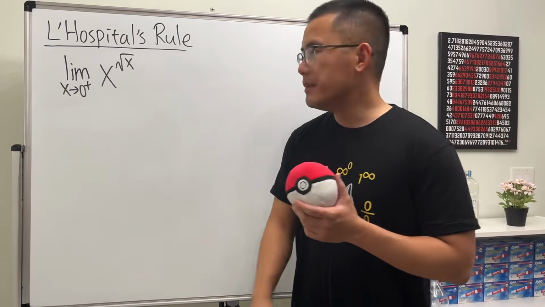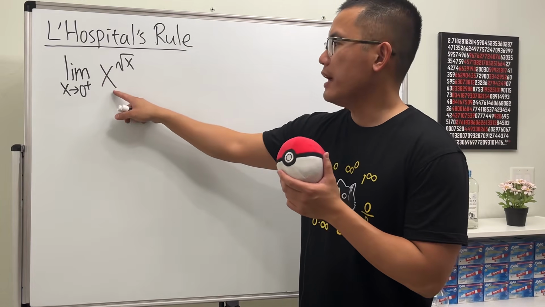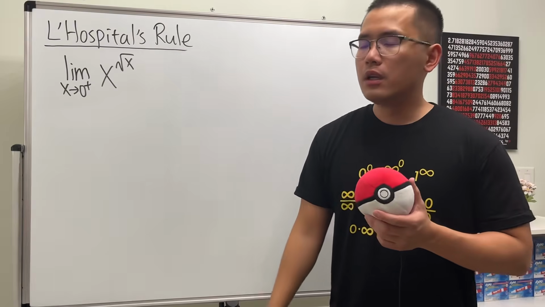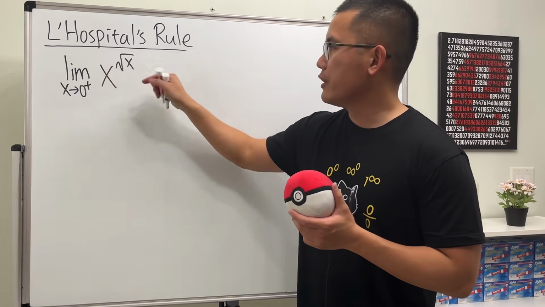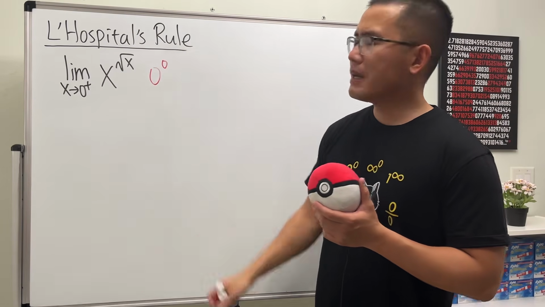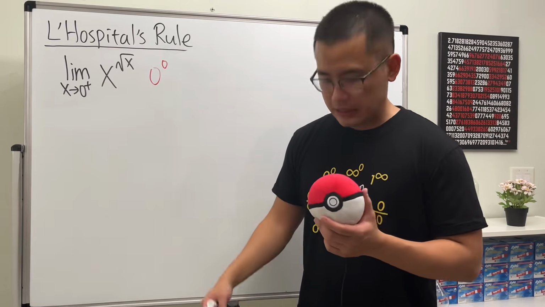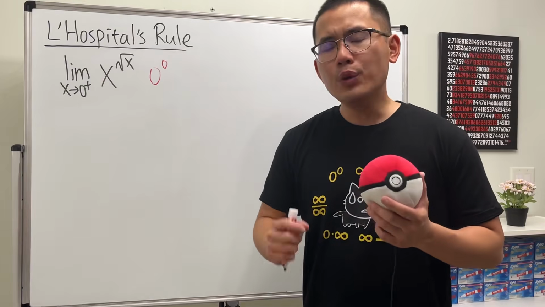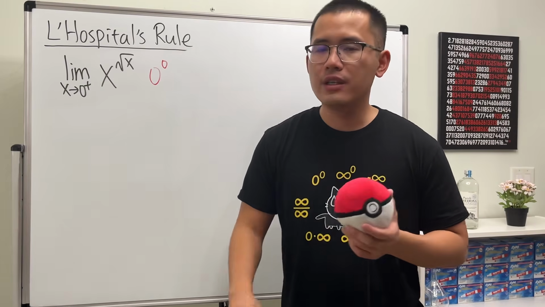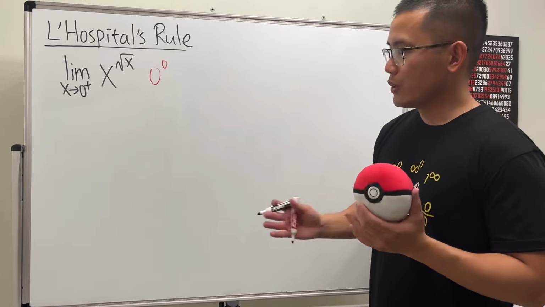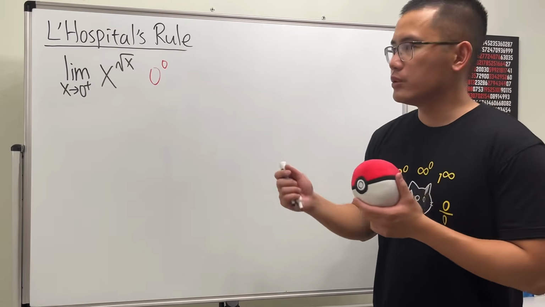Okay, here we have the limit as x approaching 0 plus of x to the square root of x power. And if we put 0 into here and here, we get 0 to the 0 power. Unfortunately, this is an indeterminate form, so we will have to do more work. We cannot draw any conclusion yet. So what do we do? Well, I will show you two ways to write out the work.